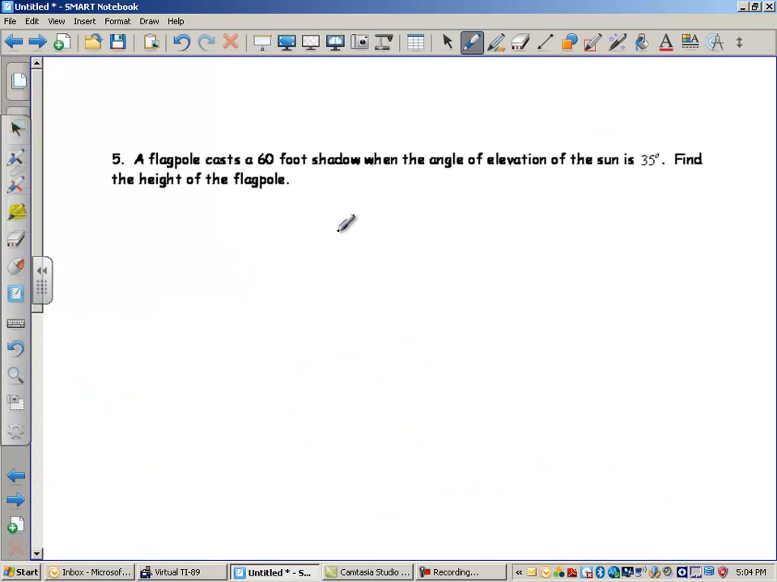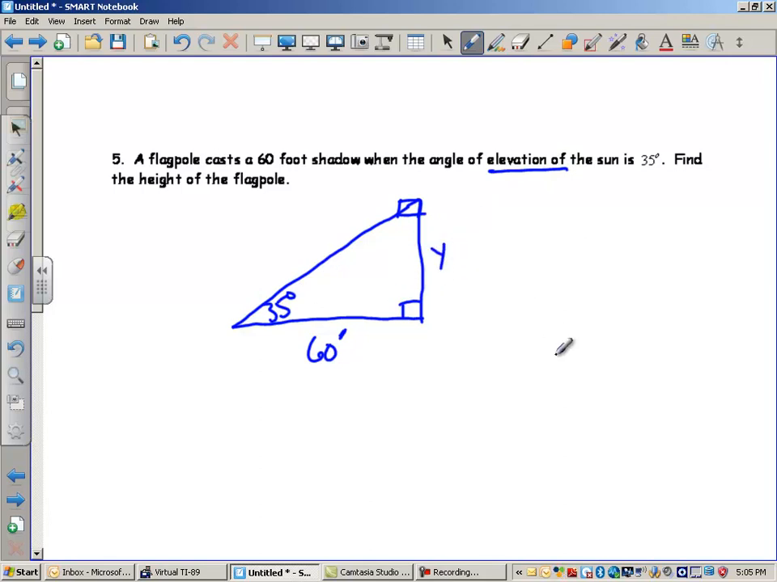All right, a flagpole casts a 60-foot shadow when the angle of elevation of the sun is 35 degrees. Find the height of the flagpole. So we'll go ahead and set up a picture. This will be my flagpole here. And that flagpole casts a 60-foot shadow. So this shadow of the flagpole is 60 feet. That one little tick mark stands for feet. And the angle of elevation of the sun is 35 degrees. That goes right here with the ground. And we're supposed to find the height of the flagpole. So I'll put a y right here.